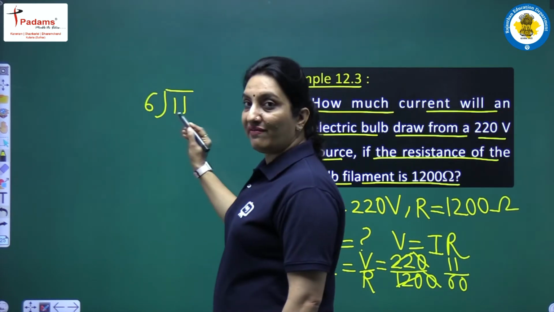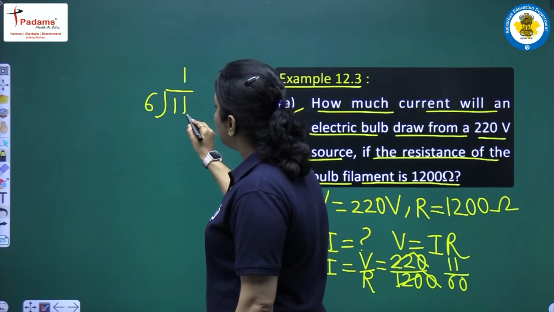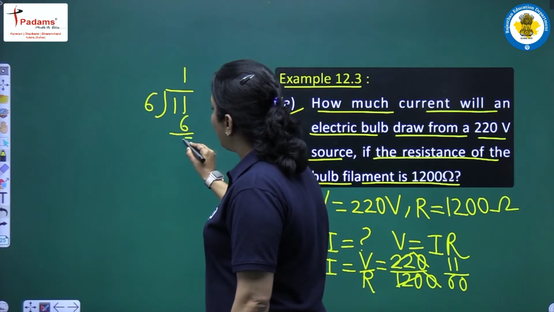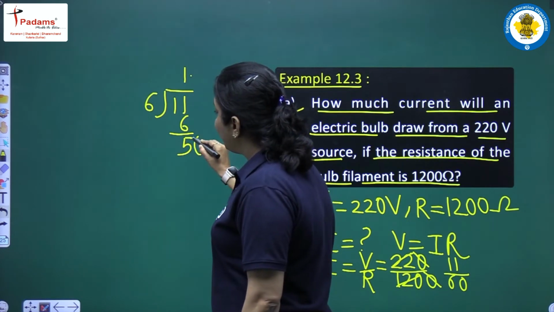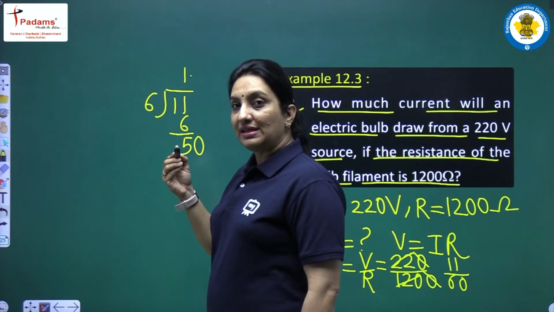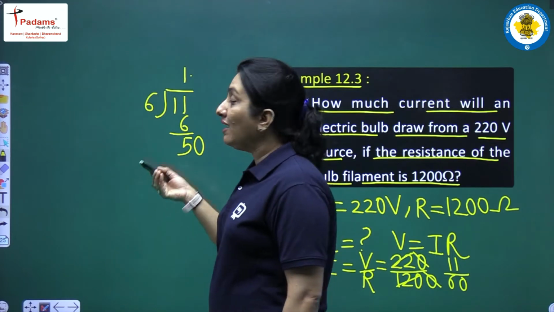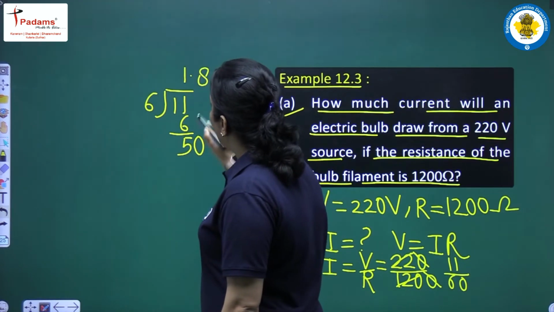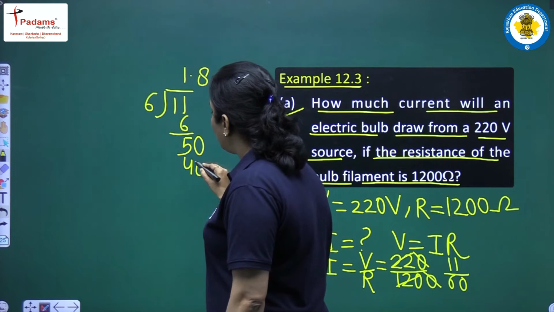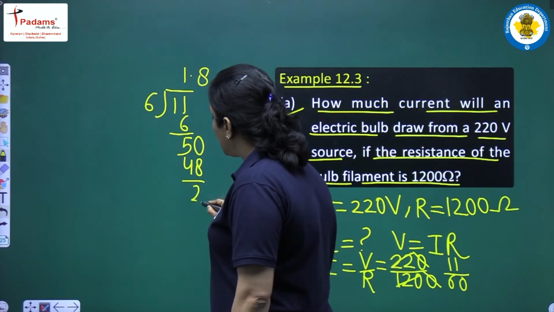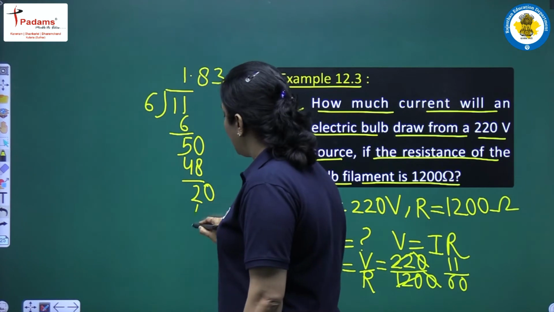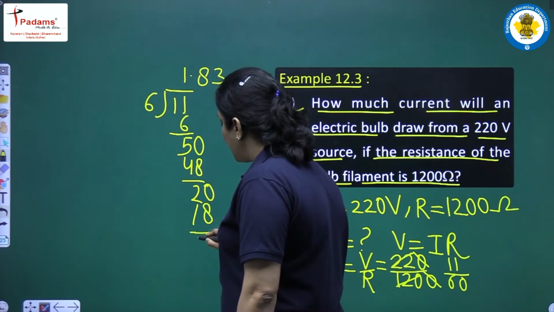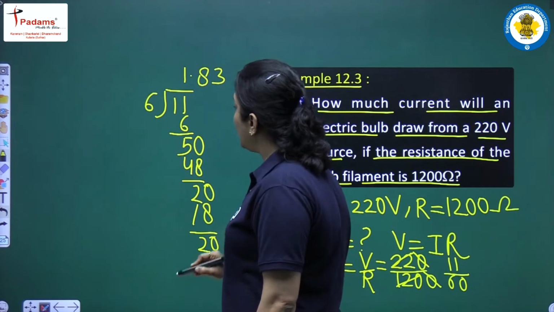So if I divide 11 by 6, then 6 ones are 6. I am left with a 5. And then if I put a decimal over here, this becomes 50. So 6 7s are 42, 6 8s are 48. So I'll have an 8 over here. So this will become 48. I'm left with 20. So 6 3s are 18. Again I'm left with 20. So in this way it will go on.